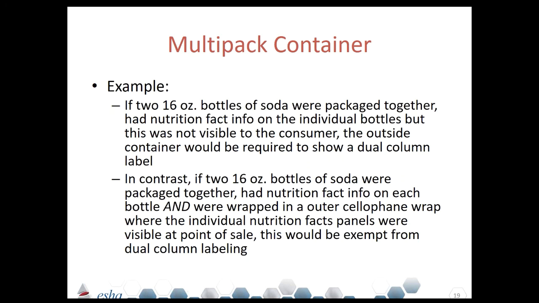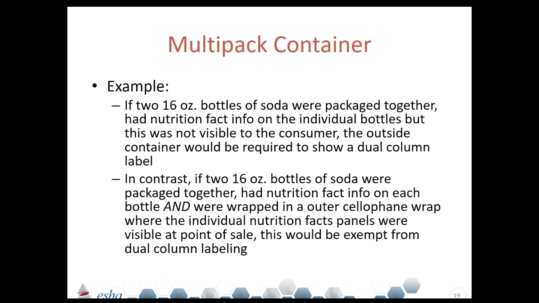Sure, thanks, Ben. So yeah, it's kind of an interesting scenario where you would perhaps fall in between the 200 to 300% RACC rule. However, what we found in the regs regarding that was that if you are able to view through the cellophane and actually view the individual nutrition fact panels in the multi-pack container, then no, you would not be required to have the dual column label on the outside of the package. If, however, it was more of a cardboard box where you couldn't actually see through and see the nutrition fact panels, then the outside container would be required to have a dual label. So kind of an interesting specific scenario. Thanks for that question. Thank you, Maya.